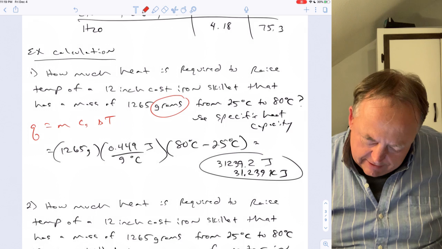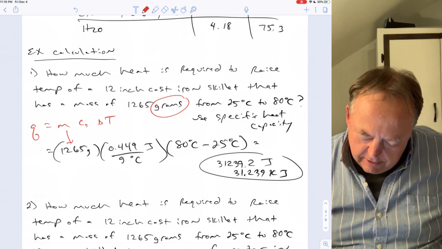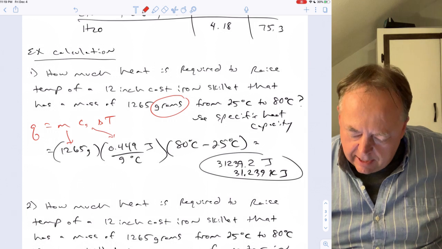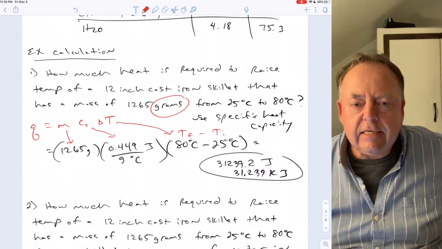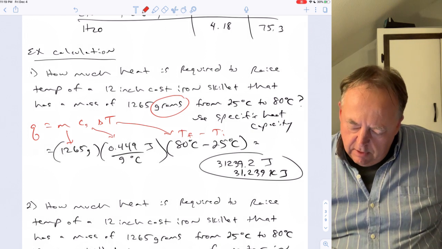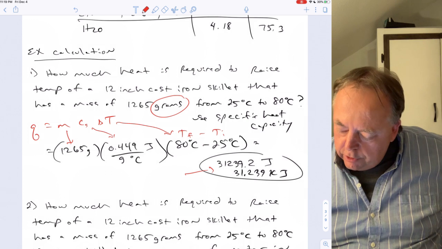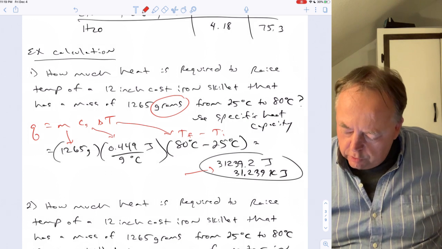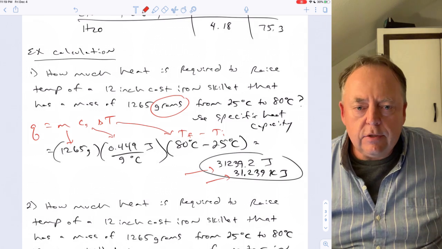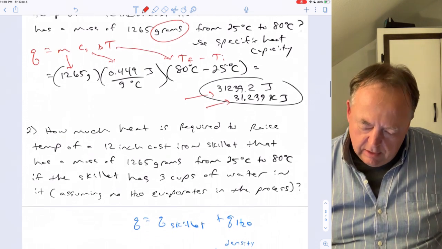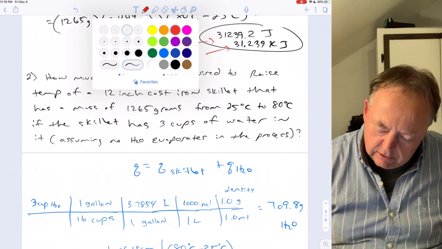So we simply take the mass of the iron, and we take the specific heat capacity of iron and the change in temperature, so T final minus T initial. If you multiply that out, then you get 31,239.2 joules, or divide by 1,000 to convert to kilojoules, so 31.239 kilojoules. Okay, so a similar problem. So let's say you have the cast iron skillet.